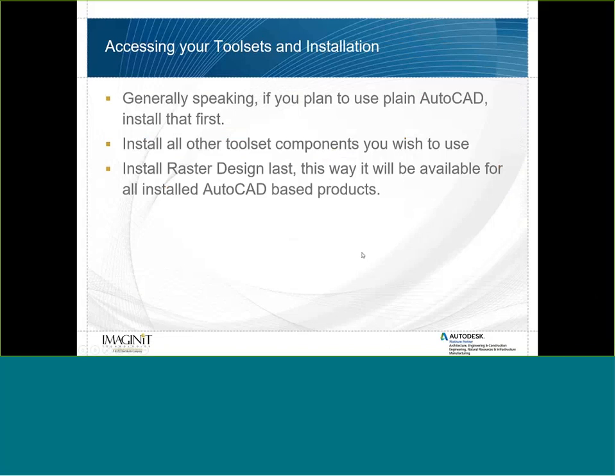So, real quick, generally speaking, if you plan to use plain AutoCAD, always install that first. The reason why is that all of the other programs are what I call bolt-ons. So Map 3D is an additional bolt-on to the standard AutoCAD engine. So if you plan to use plain AutoCAD, make sure you install that first. Then install all the other tool set components you wish to use. You don't need to install everything if you're not going to use everything. If you want Architecture and you want MEP, install AutoCAD, then Architecture, then MEP, or MEP and then Architecture, it doesn't matter what order you install them in.